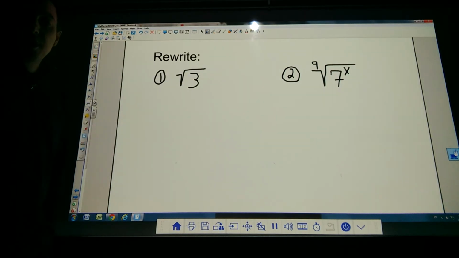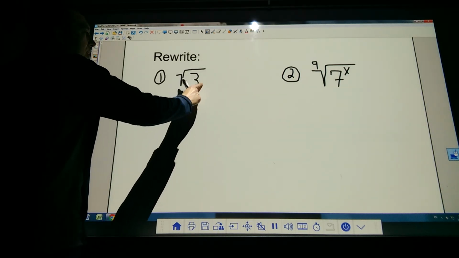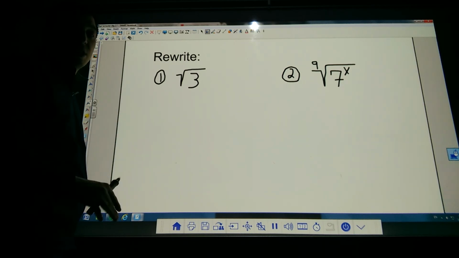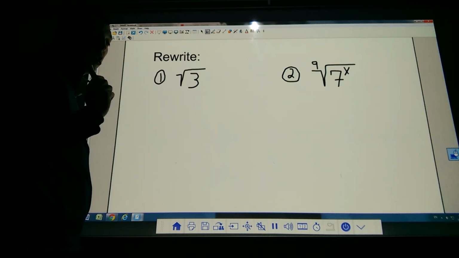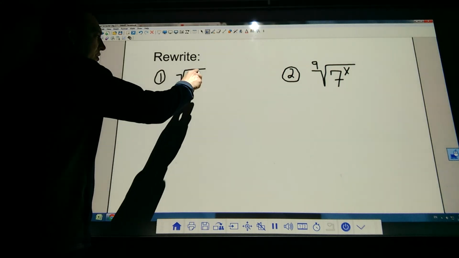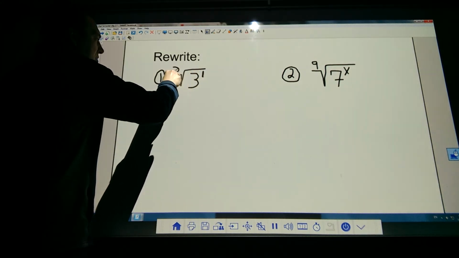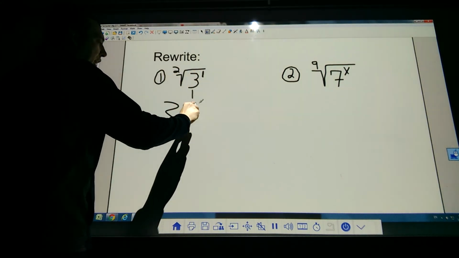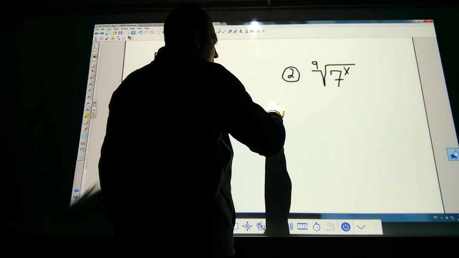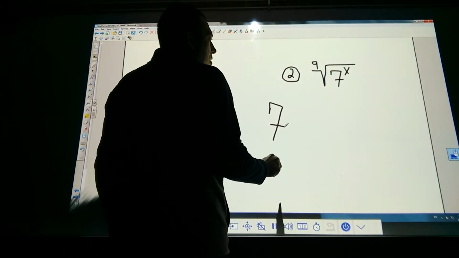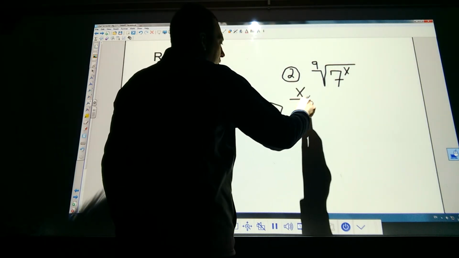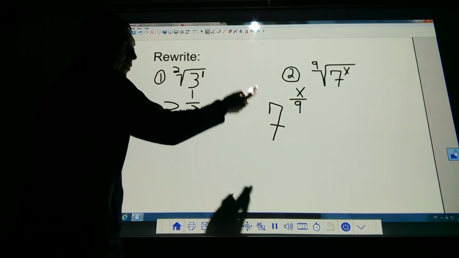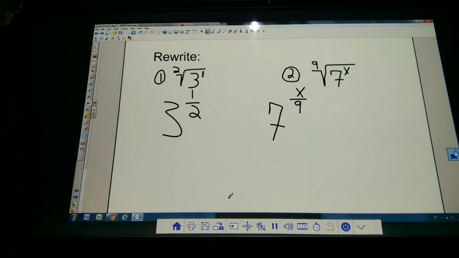Hey, do you remember this? Of course you do. We wanted to rewrite this, and in my class I talked about the tree. Power over root. This is 3 to the first power, the second root. So this is 3 to the 1/2 power. And that is 7 to the x over 9 power. Whatever x turns out to be. For whatever reason, we threw that in there for you to remind yourself.